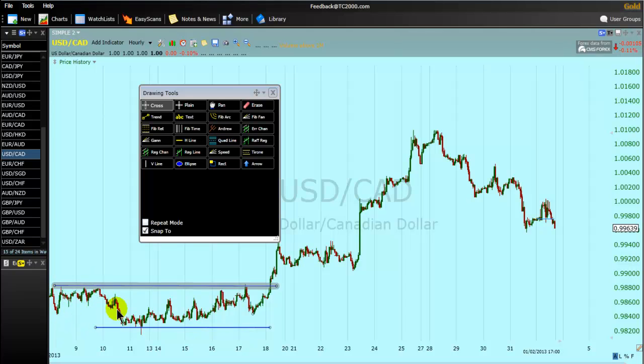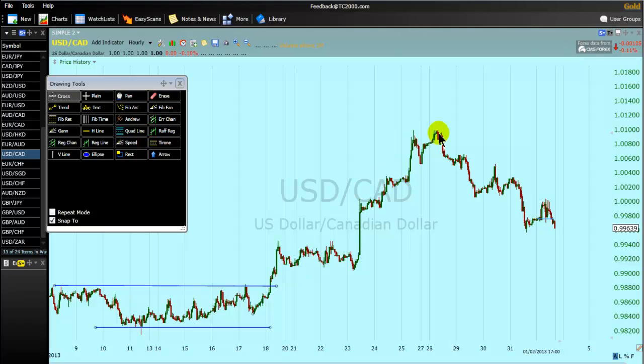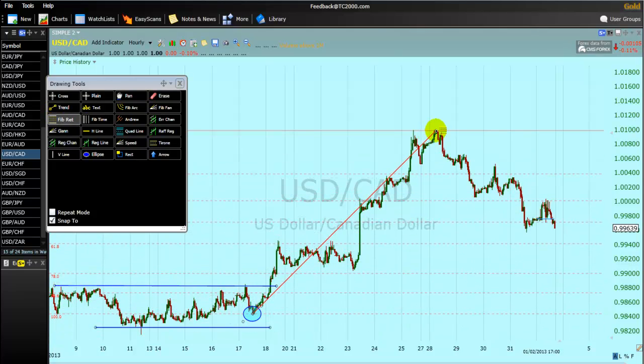We see the price consolidating here, and then it came out of the consolidation. The price ran from here all the way up here. Now it's pulling back. I will use my Fibonacci drawing tool from this point. Let me highlight that point on my hourly chart, and then bring it all the way here.